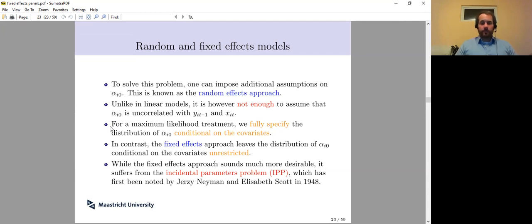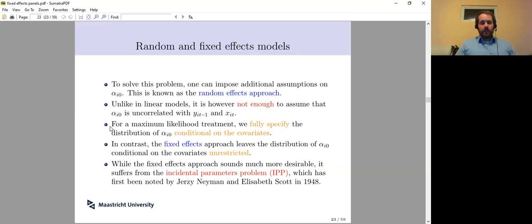Now, we learned about the random effects approach already in linear models, where we simply assumed that the alpha is uncorrelated with the Xs, so we can put it back into the error term. And the random effects estimator then simply exploited some more structure in the variance matrix that is induced by the random effects assumption.